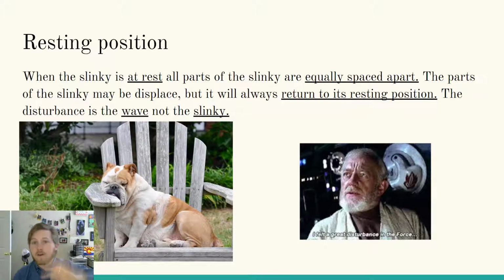Okay, so the parts of the Slinky may displace. They might move up and down or back and forth, but they're always going to return to this resting position because forces are acting on it in different directions, and will bring it back there. I'm going to describe that in a little more detail later in the lecture. So the disturbance is the wave. The Slinky is not the wave. The disturbance is the wave, not the rope.